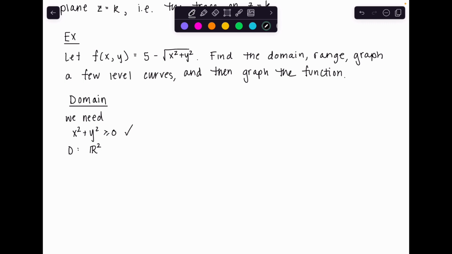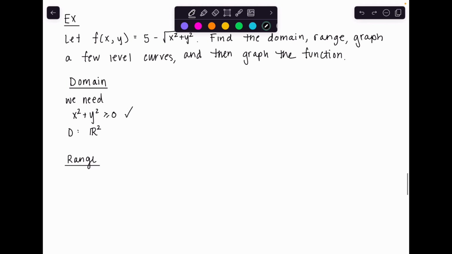Okay. Moving on to the range, this is one we actually can find the z values for. So we're basically trying to see what values this thing will take on. Okay. So thinking about this square root, we always know the square root's output is non-negative. So let's actually move this over here.